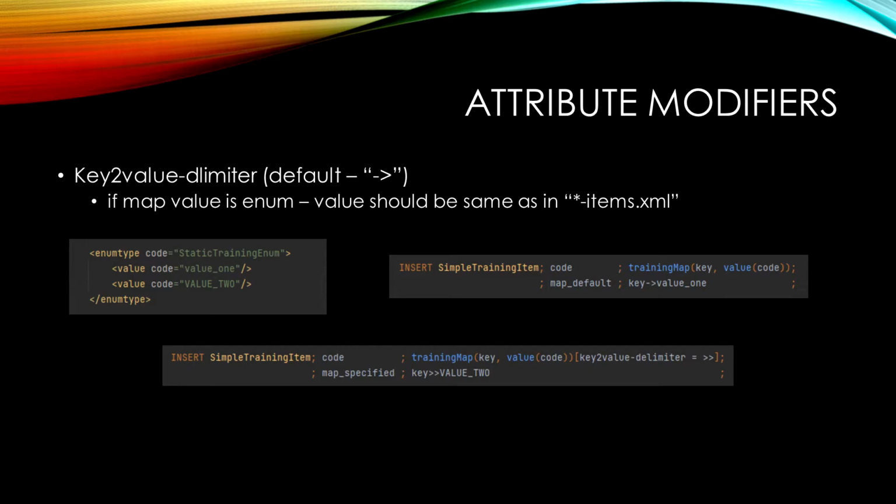Key to value delimiter is used for map attributes to delimit key and value. If your map has enums as values, they should be written in the same case as in the items XML.